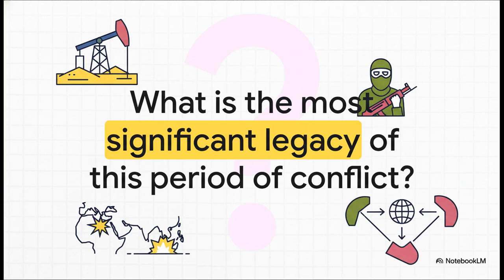And that leaves us with one final thought. These events didn't just happen in the past. They fundamentally reshaped the world we live in right now. So, what do you think is the most significant legacy? Is it the ongoing instability in the Middle East, the nature of modern terrorism, or the changed relationship between the West and the rest of the world? Really thinking about that question is the perfect way to bring all your revision together.